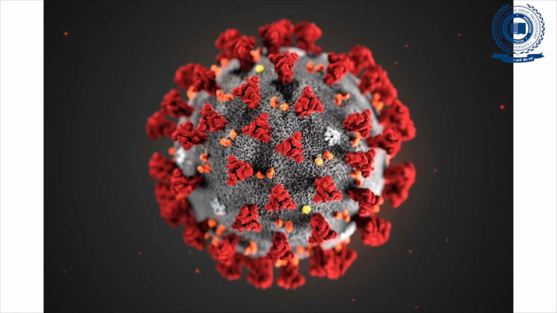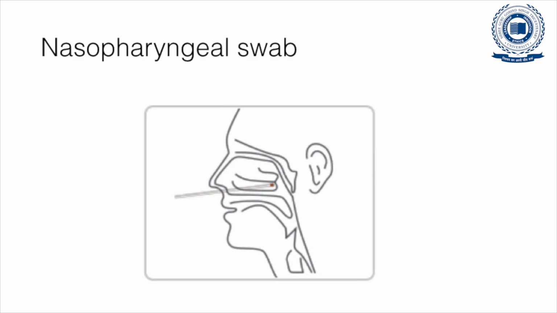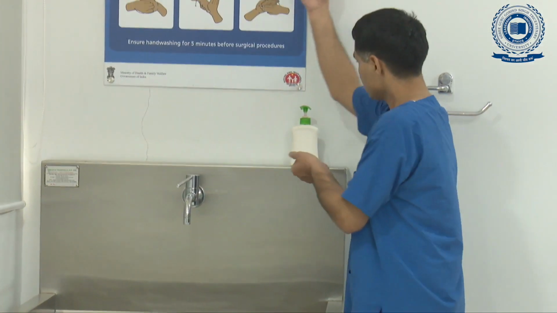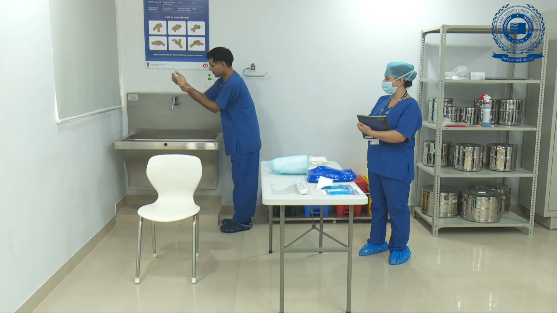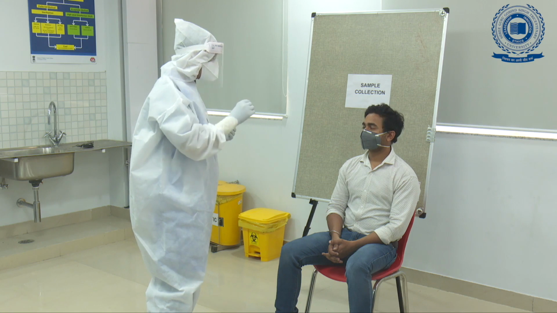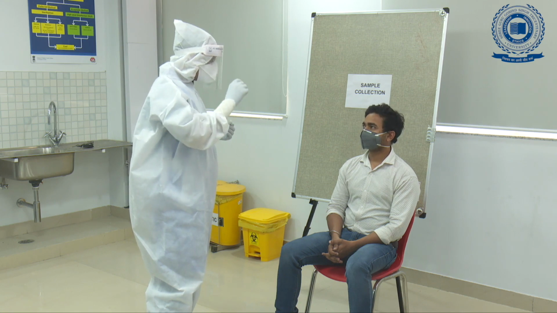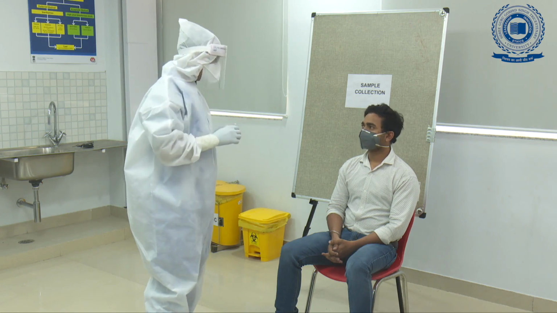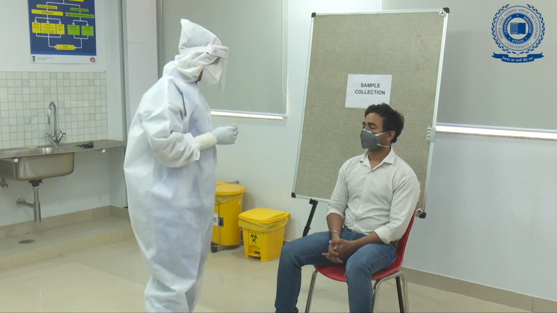For collection of sample for testing of SARS-CoV-2, or the disease COVID-19, we take a nasal swab, nasopharyngeal or throat swab. For collection of the sample, first we have to perform hand hygiene and don proper PPE. We have to inform the patient about the process of sample collection and tell them if they feel like sneezing or coughing, they should use either tissue or a bent elbow.